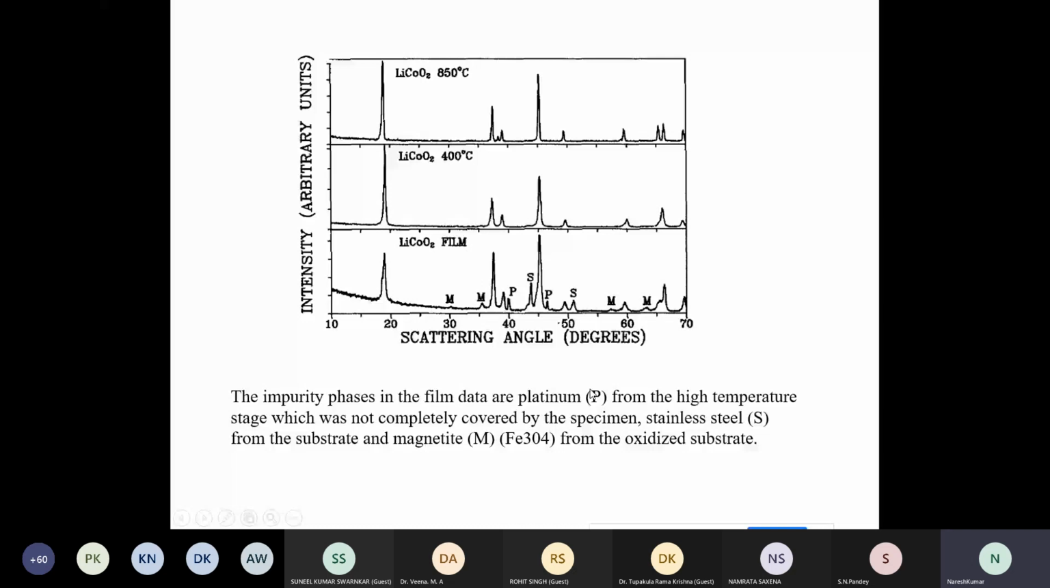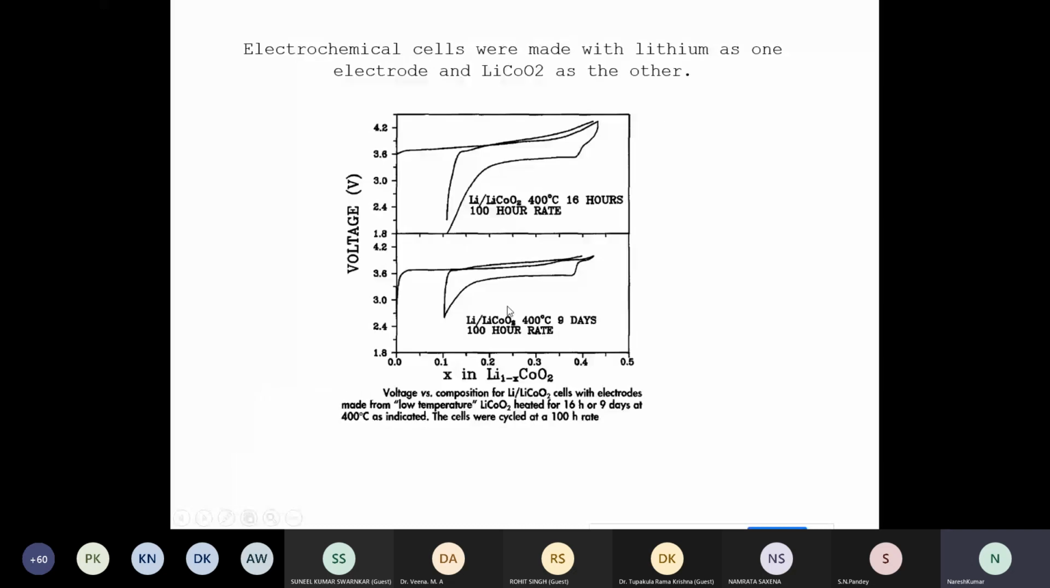They also show electrochemical properties. This has been studied for different durations, 16 hours, and this is done for 9 days. And there's a very sharp observation here. Similarly, one can also give some more temperatures. Just a second.